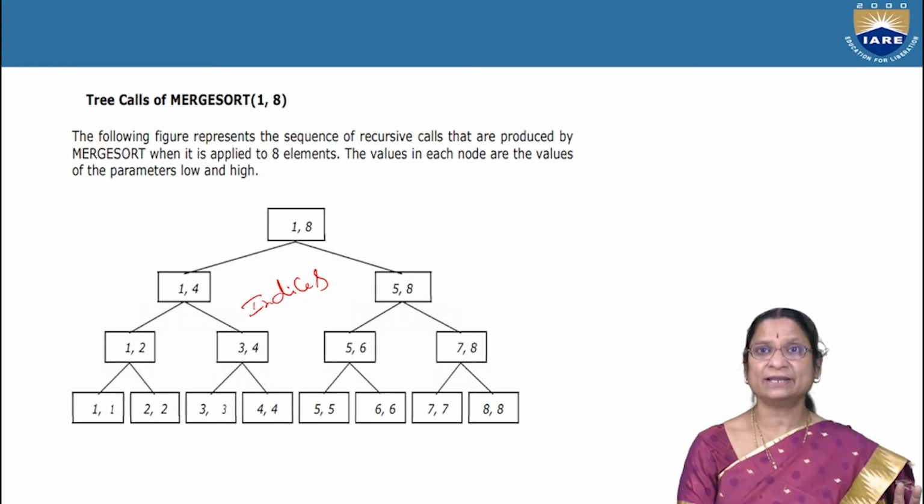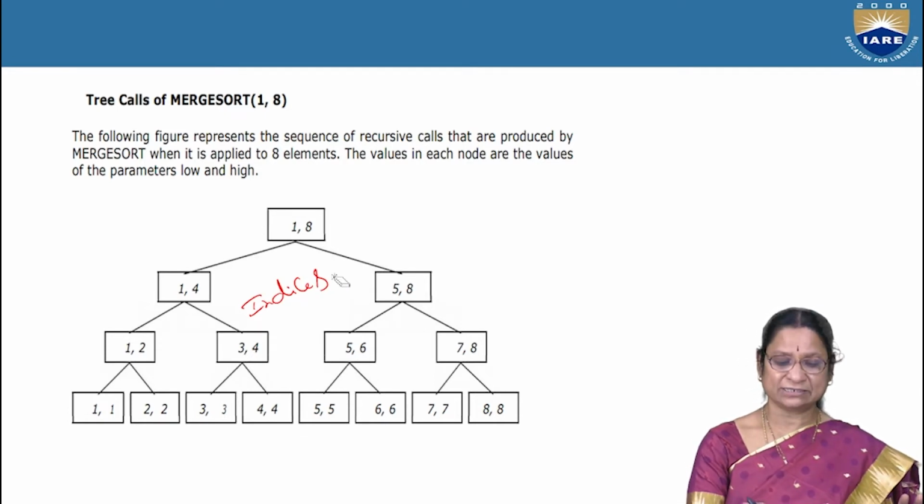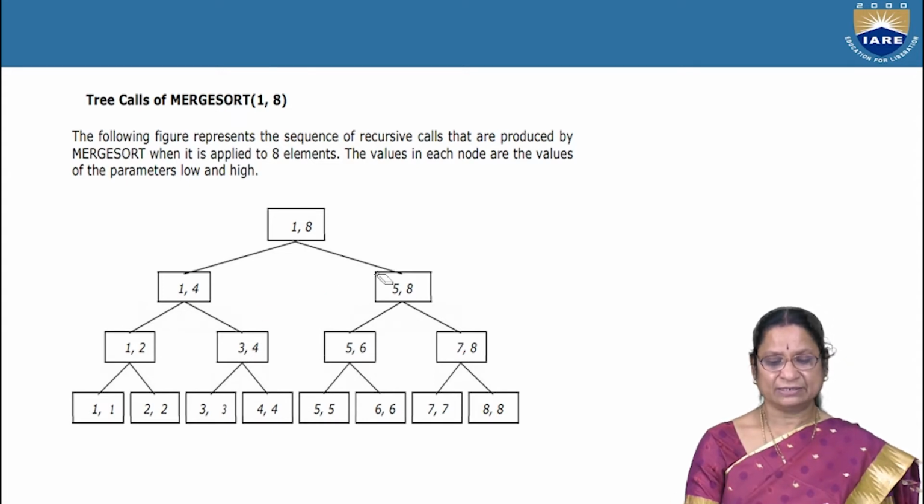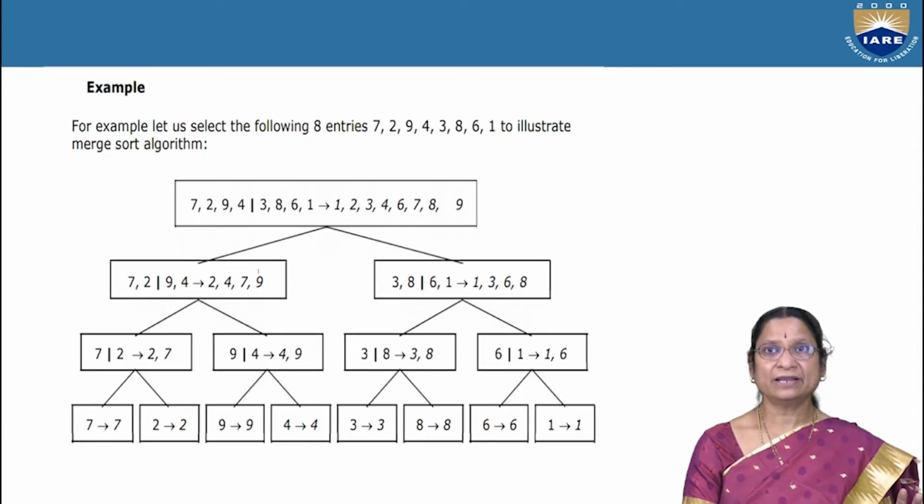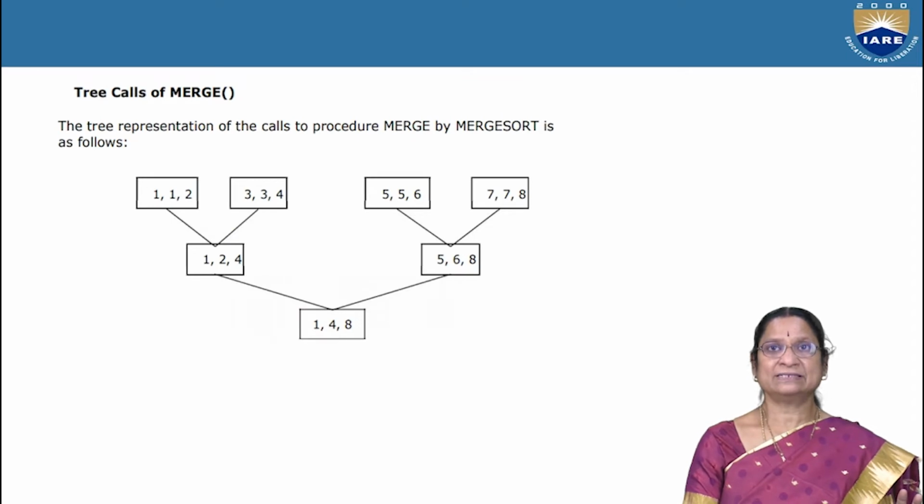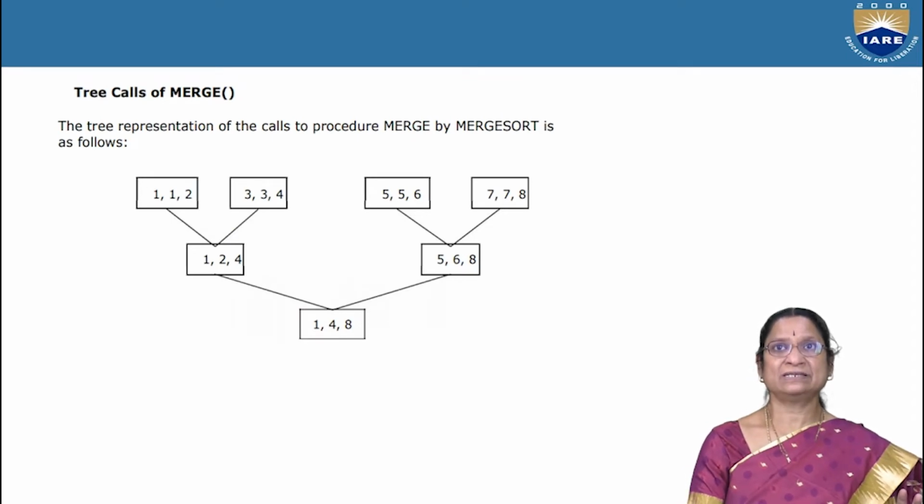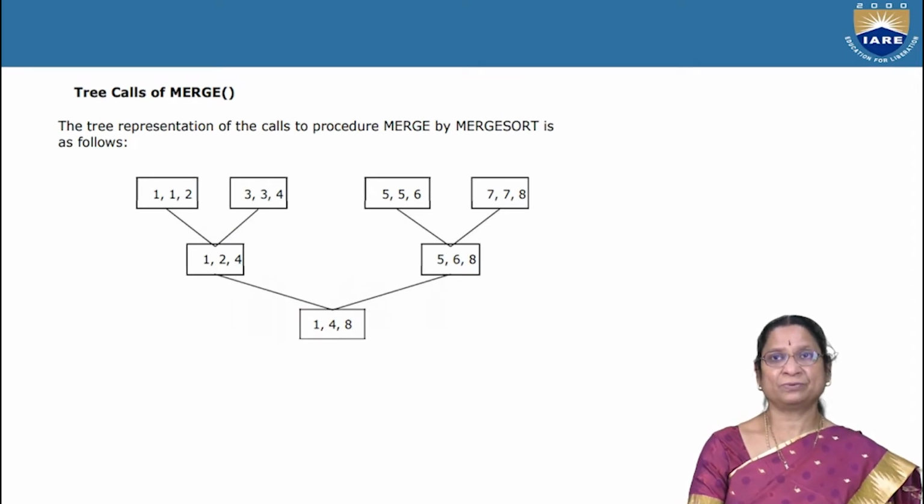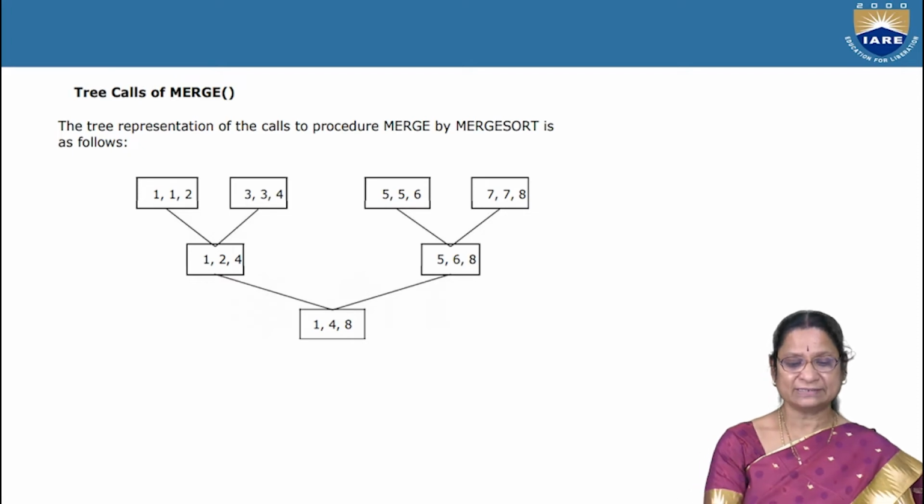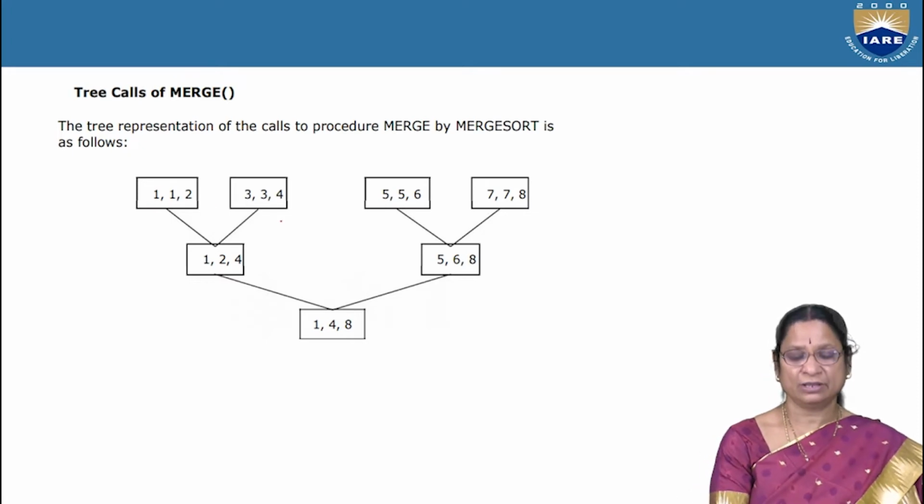While merging, additional space is used only for working. So these are the indices of the sequence of recursive calls of our merge sort algorithm having 8 elements actually. Right? So after processing the representation of calls, the merge process will start from the lower to upper. So the indices are going to be 1, 1, 2, 3, 3, 4. That means these two are merged.